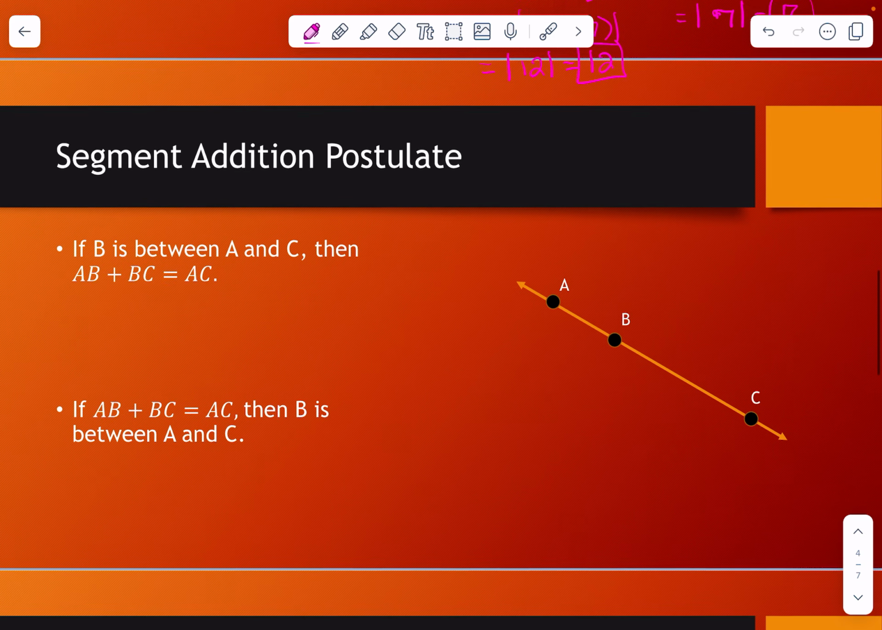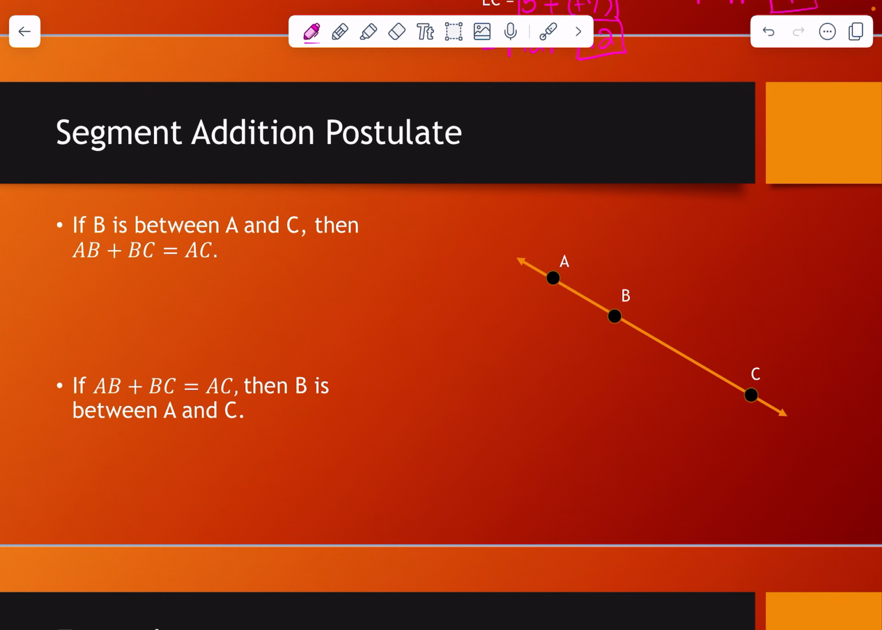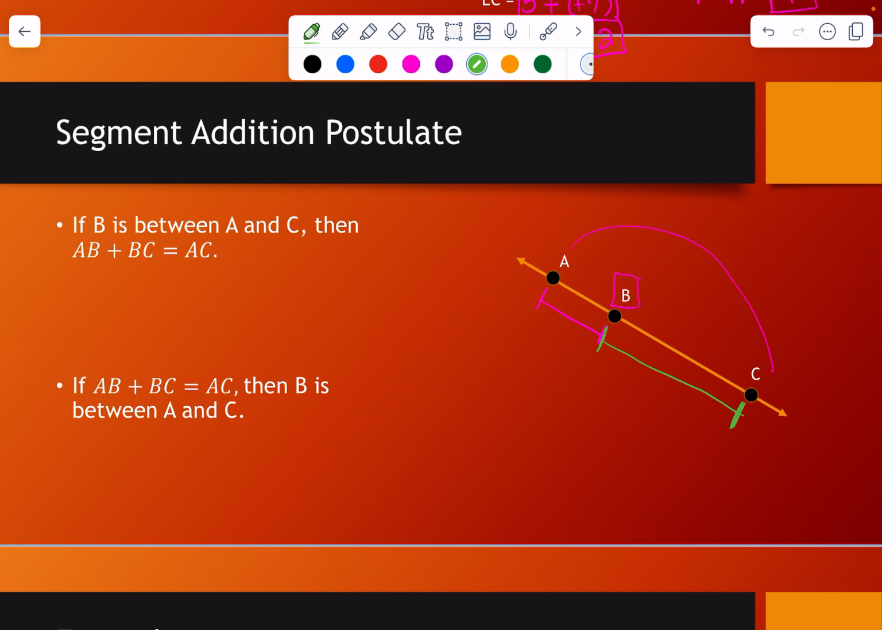Now let's talk about a second postulate that we have. A second postulate that we have is called the segment addition postulate. Simply put, what it says is, if we have this point B that is between A and C, then the segment AB plus the segment BC is equal to the full segment AC.